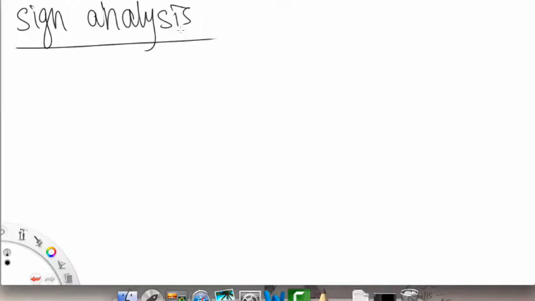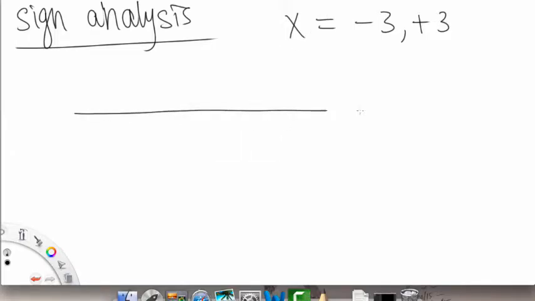So I'll title it sign analysis because that's such a cool name. So our critical points, again, just a refresher, we have x equals negative 3 and x equals positive 3. Okay, so what we're going to do for sign analysis is basically draw a number line. Then we're going to plant our critical points there and put dashes by them, okay? So we have our negative 3 and our 3.